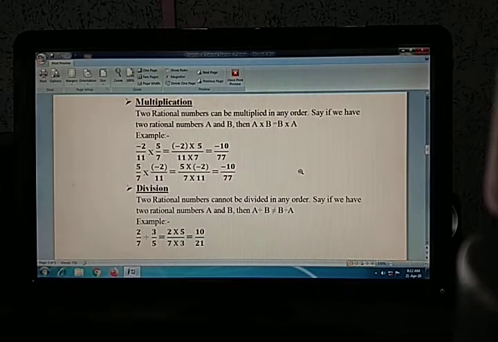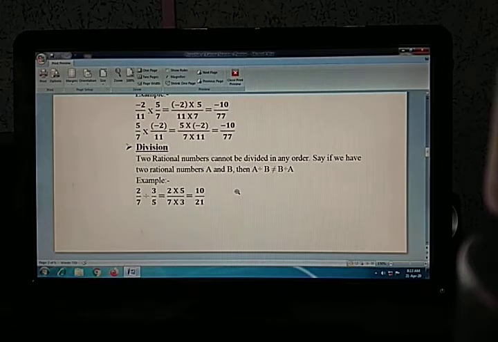Now, moving on with multiplication. In case of multiplication it holds, because if we multiply a into b, where a and b are two rational numbers, then obviously b into a will also be the same. So for example, here we have taken minus 2 by 11 and 5 by 7. The answer is minus 10 by 77. Similarly, if we do the opposite, that is 5 by 7 into minus 2 by 11, the answer will be the same. So it holds.